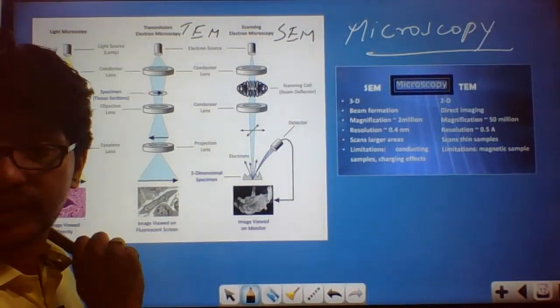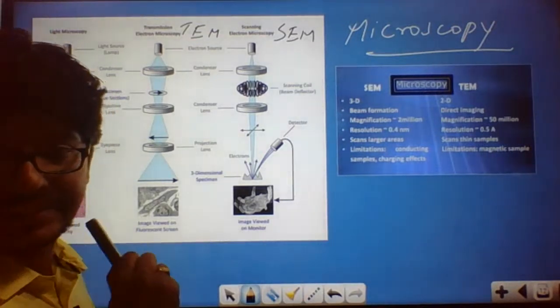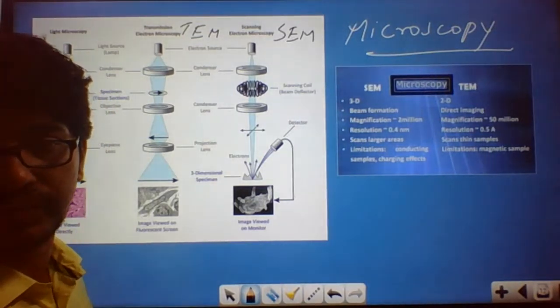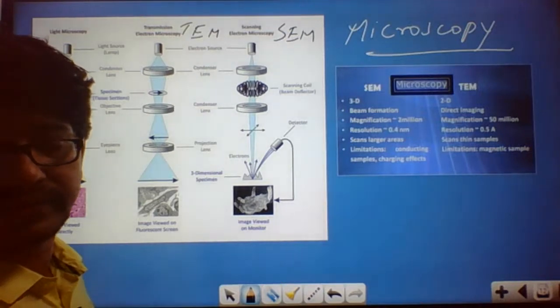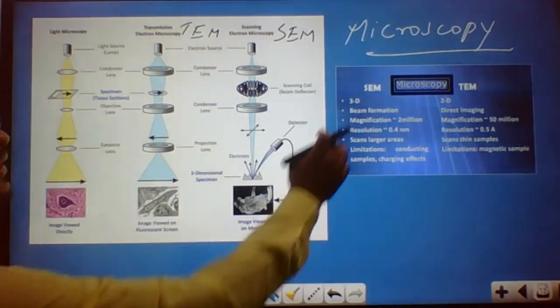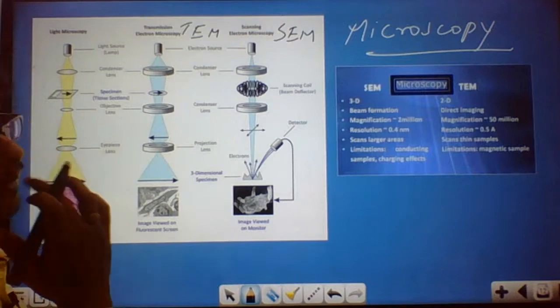Who is the father of microscope? No, it's not Robert. It's not Jason. It's not Jason. No. So we'll close by 4:30. 4:30, we'll wind up. Coming to the transmission and scanning electron microscopes.